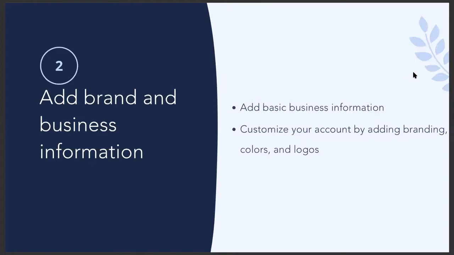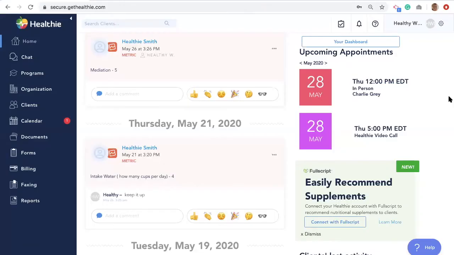We are now going to move on to setting up your profile with brand and business information, which will include showing you how to add basic business information and how to customize your Healthie account to match your brand. We recommend getting started by adding your brand and business information, which will appear throughout the platform and is visible to your clients. To add this information, navigate to the gear in the upper right-hand corner and select the Settings tab.